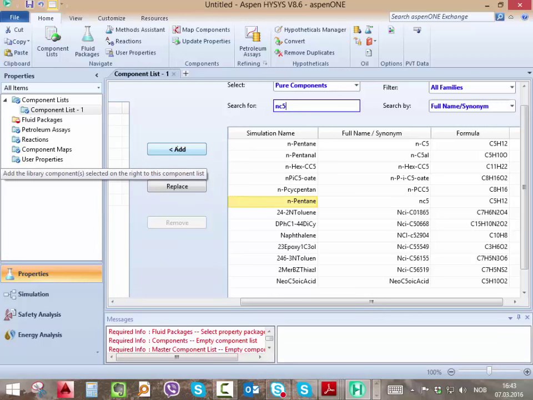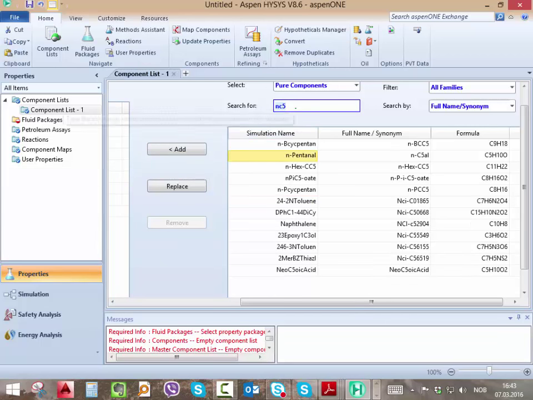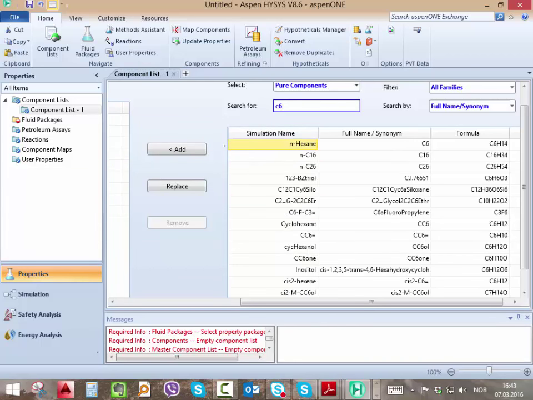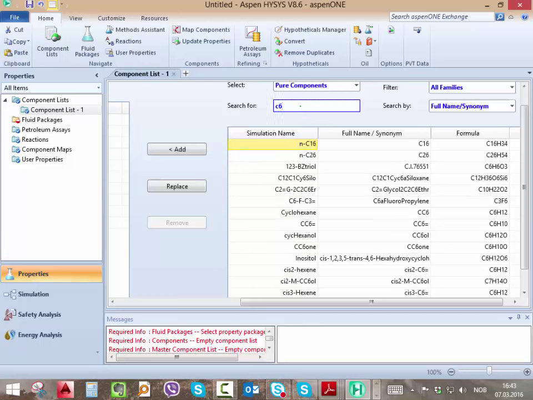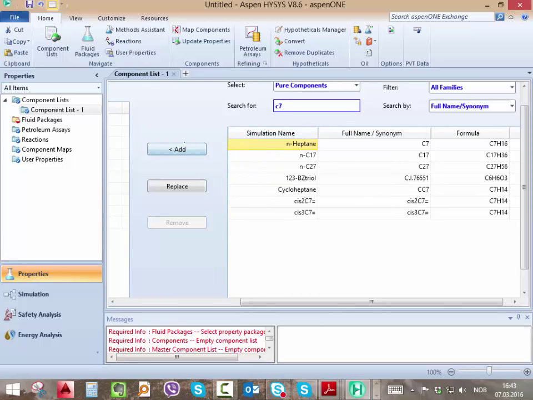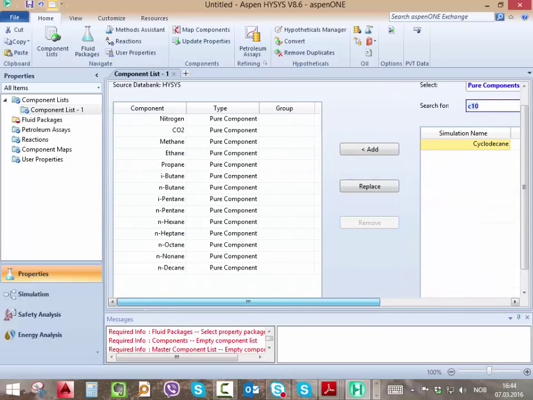Pentane, I don't know why there are two of them. Then C6, 7, 8, we're about to finish, 9, 10. Okay, and we have the full list of components that we are going to use.